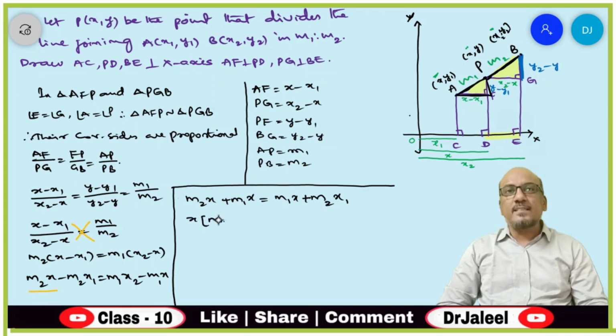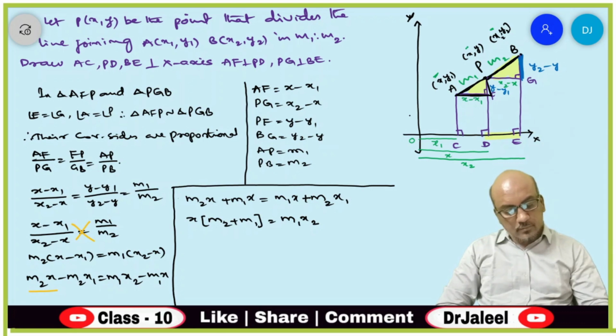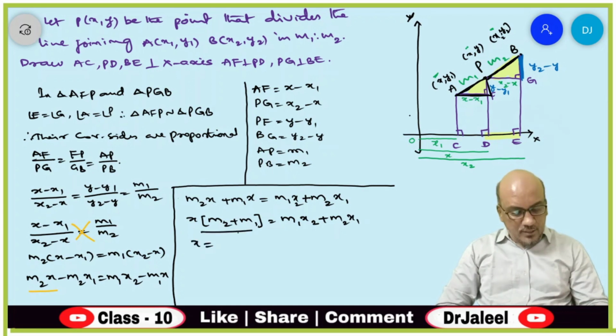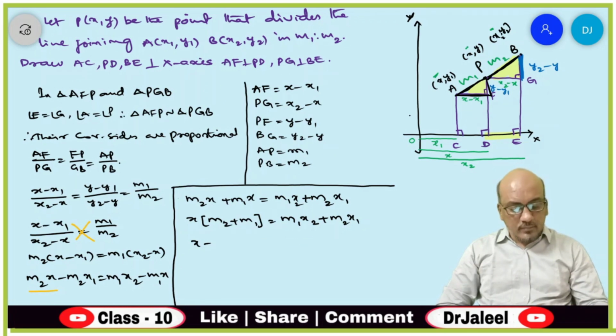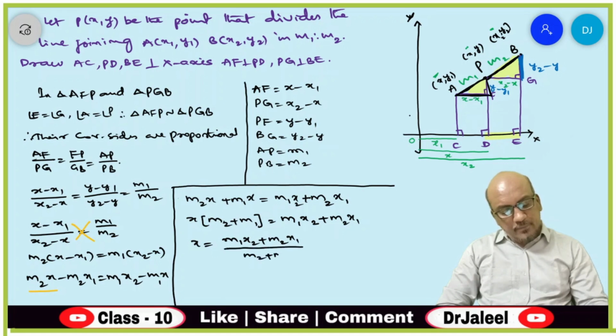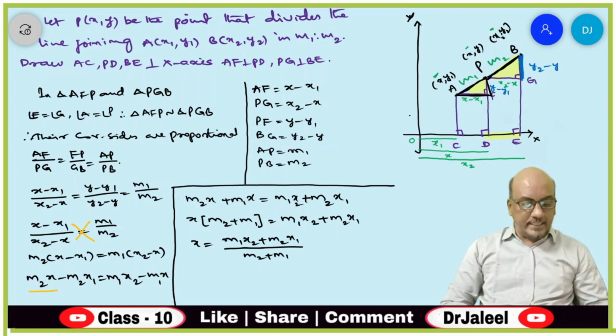Why am I doing all that? Because I want the value of x. When I take x common, what do you get? m2 plus m1 is equal to, here we can't take anything common, so m1x2 plus m2x1 as it is. Now as I want the value of x, this will go to the denominator. So let us write it. x is equal to m1x2 plus m2x1 by m2 plus m1. This is the value of x.